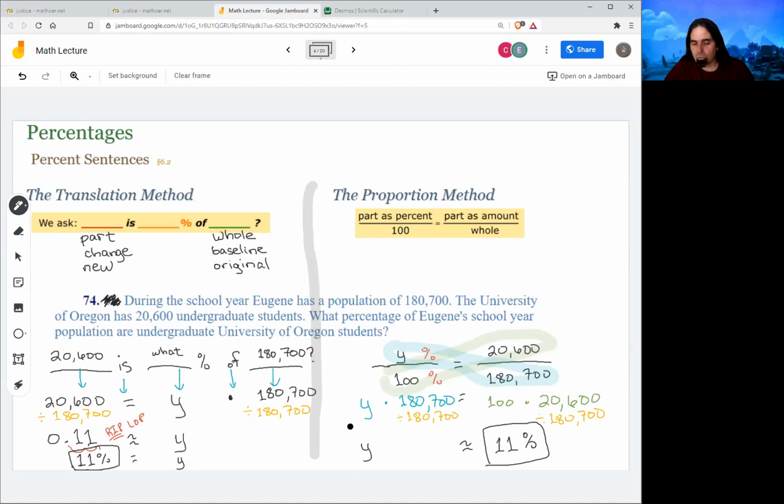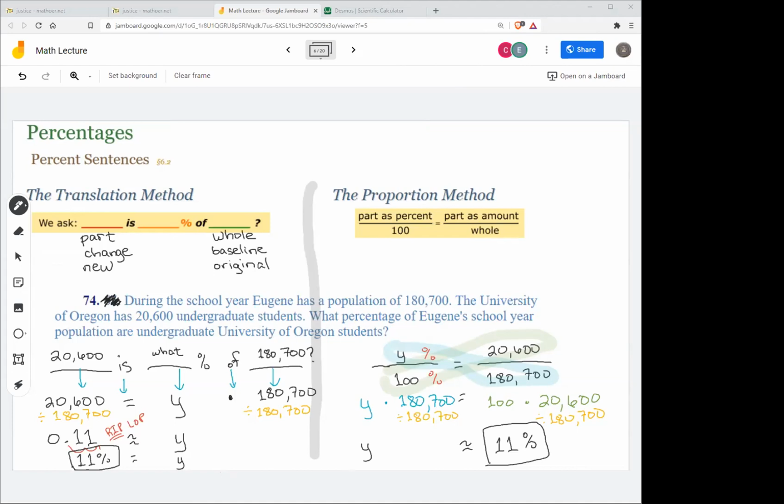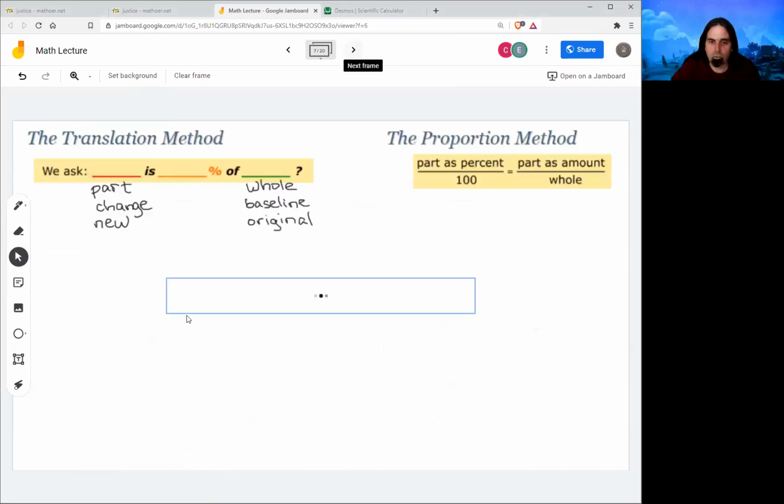Okay, questions on the right-hand side if you're a proportion method kind of person? I'm good. I'm good. And let's do another one.